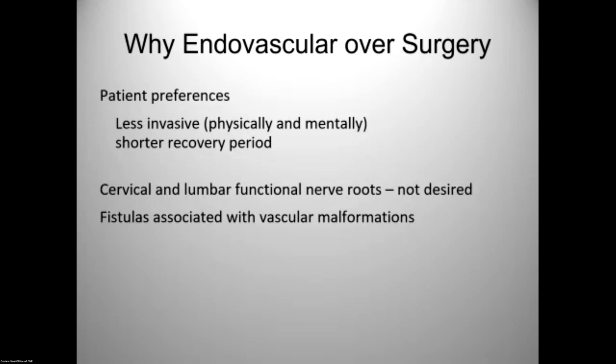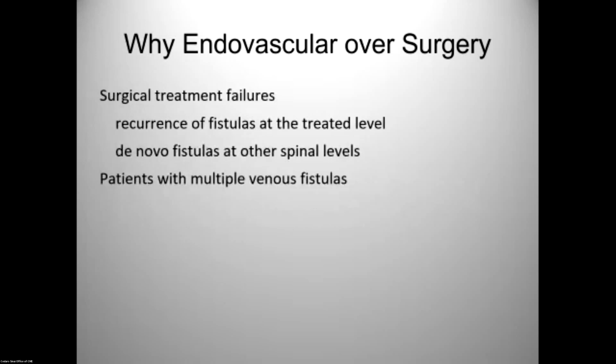And then we mentioned the fistulas associated with vascular malformation. Then there are surgical treatment failures, whether it's recurrence at the same level of surgery that was treated, or new de novo fistulas at other spinal levels. And there are a certain number of patients who have multiple venous fistulas where this approach is pretty straightforward. You go through the same sitting and may target several different levels.